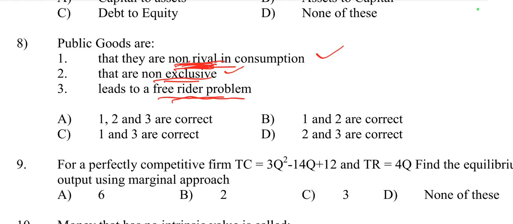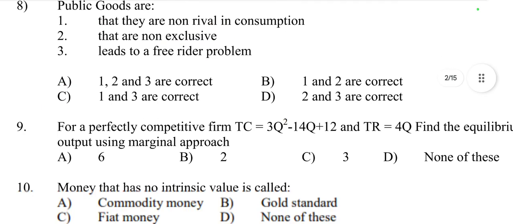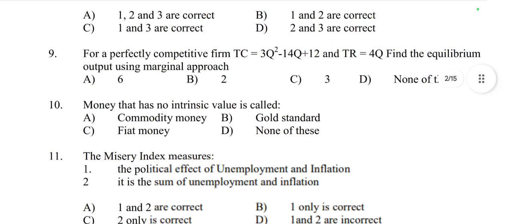We get it free of cost, so individuals may benefit from it without contributing to its cost. So it leads to the free rider problem. So these all are from the public good side. So options 1, 2, 3 are correct. So A is right.